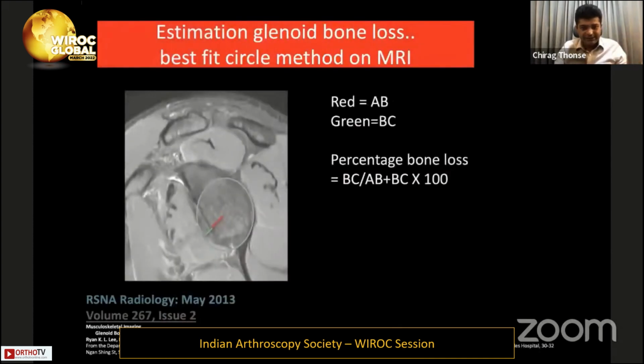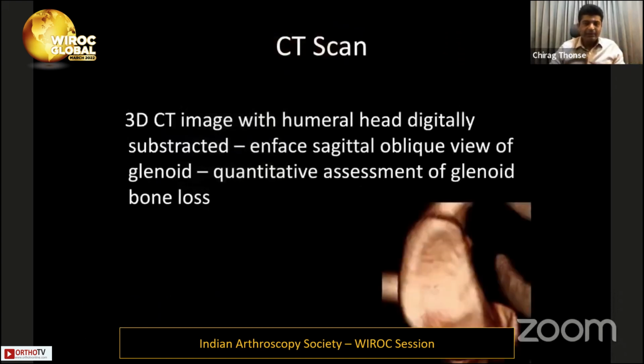Nevertheless, a well-done MRI with the perfect fit circle method could also assess the glenoid bone loss if a CT scan is not available. But by and large, a 3D CT scan with a humeral head digitally subtracted image, in an en face sagittal oblique view of the glenoid, would give a perfect quantitative assessment of the glenoid bone loss.